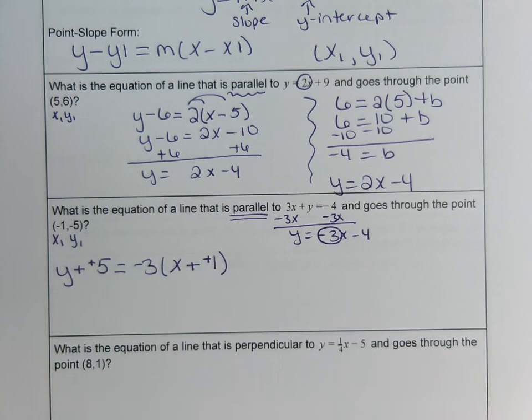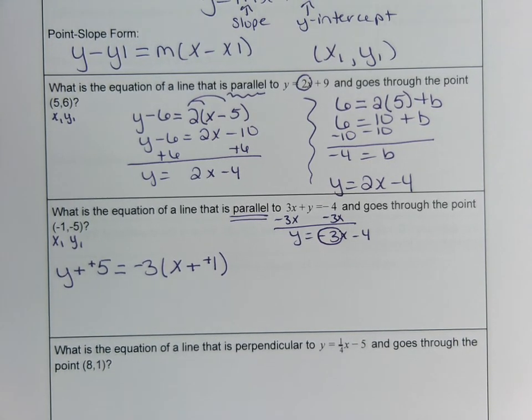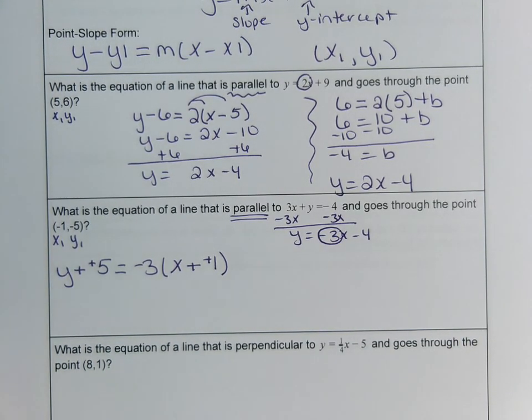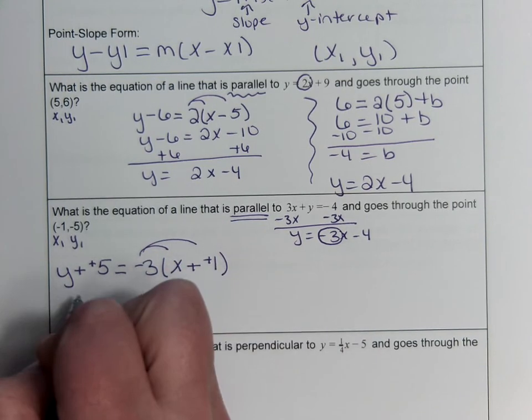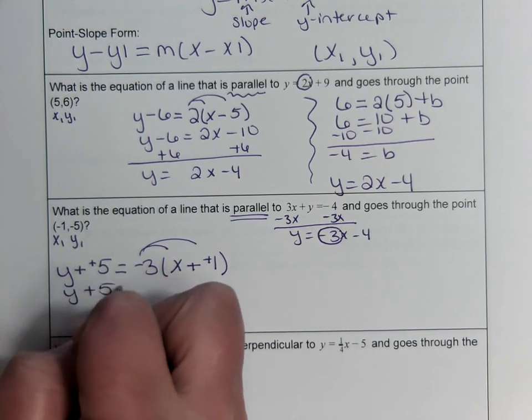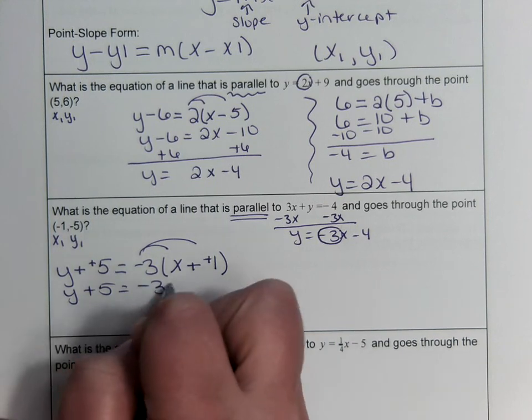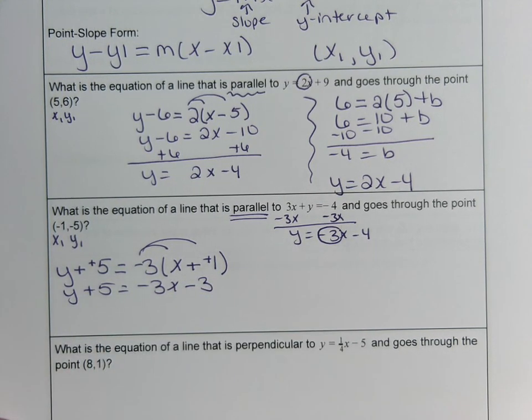Same thing here. And again, this would be totally okay if we were in class and we didn't need to solve for y. But again, IXL is probably going to make you solve for y. So let's distribute the negative 3. So y plus 5 equals negative 3x minus 3.